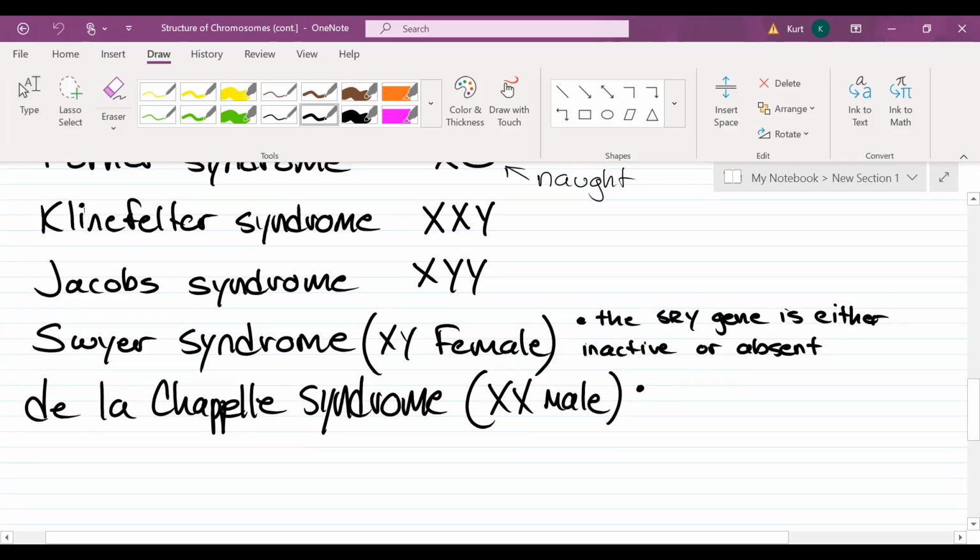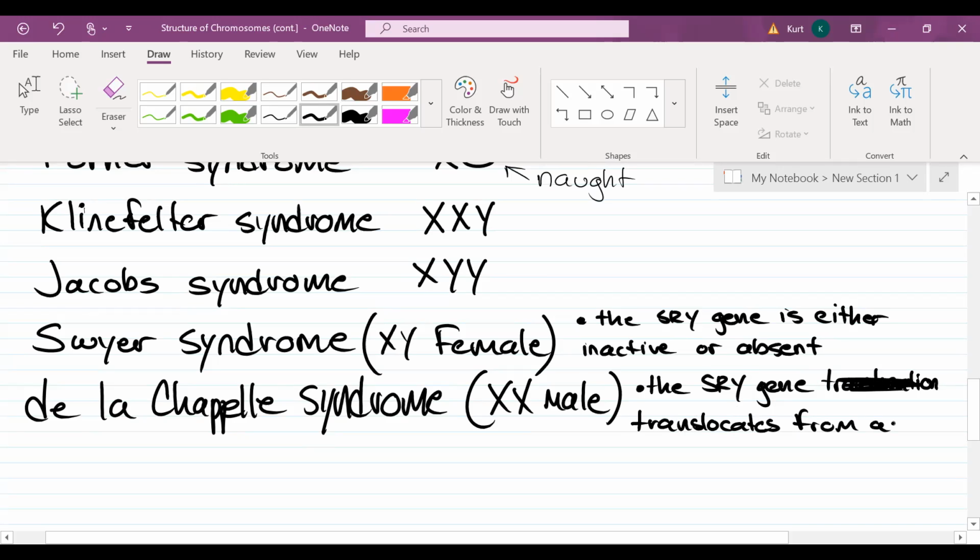So this is where the SRY gene translocates. That means it changes location. Trans means change. Translocates from a Y chromosome to an X.